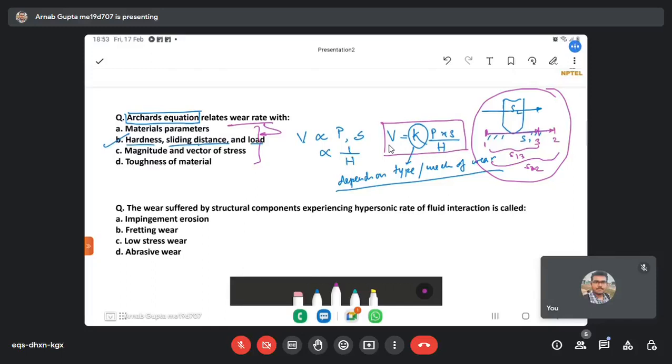Because if you look at the contact at these two surfaces, generally if it's adhesive type of wear occurring, some wear debris will be generated. So you are sliding this wear debris up to a larger distance in case of S12.